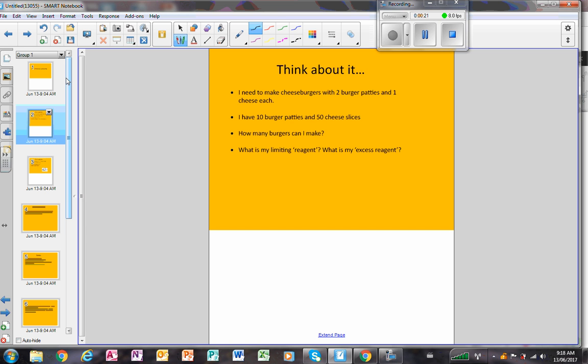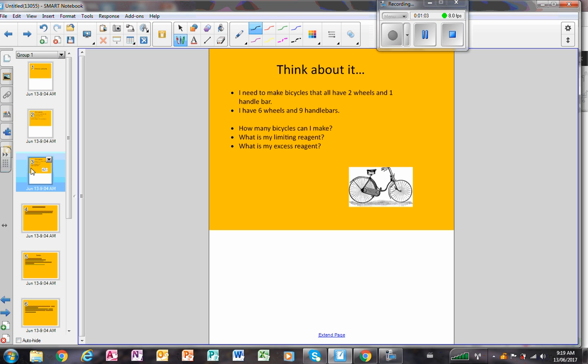the limited amount of molecular compounds that we have. In this particular example, we need to make cheeseburgers for our customers, and they specifically want 2 burgers and 1 cheese slice. Our supplier has given us 10 burger patties and 50 cheese slices. This means then that we can only build 5 cheeseburgers because we only have a limited supply of burger patties. And what you'll see is that we'll have a leftover of 45 cheese slices. So our limiting reagent in this particular example is the number of patties, and our excess reagent is the number of cheese slices.